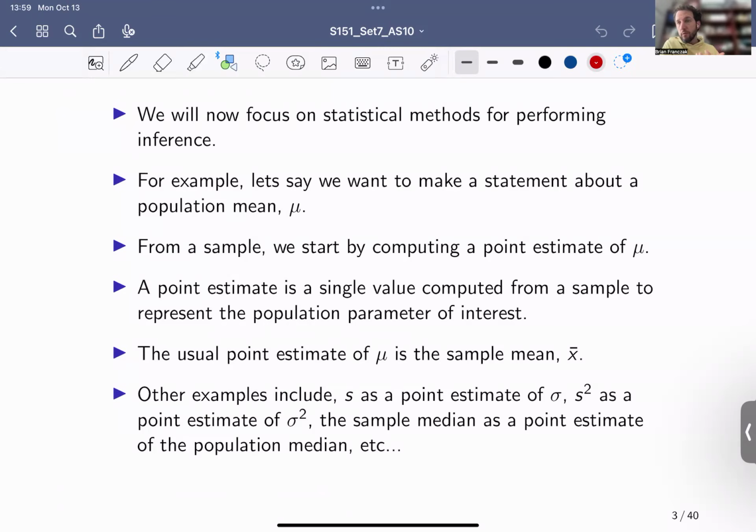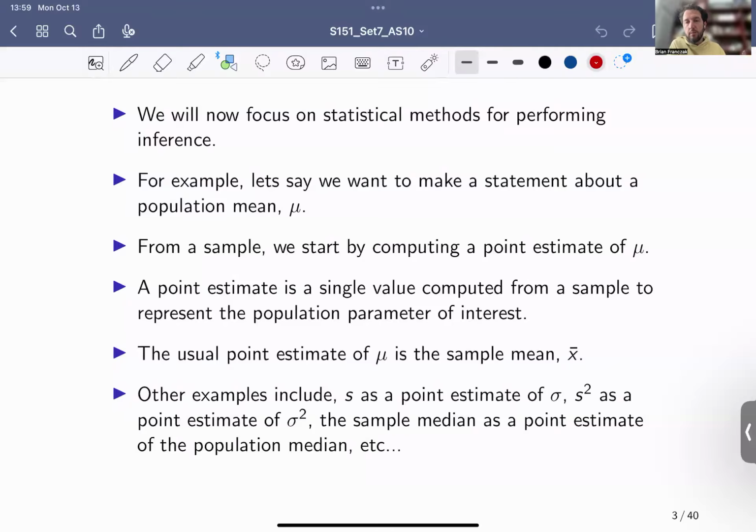Now, the first thing that we would do when we want to make a statement about the population mean is compute what is called a point estimate of the population mean. The logical choice for the point estimate of the population mean is the sample mean. So most often, we will use X bar, the sample mean, to make a statement about mu, the population mean. In general, we can say that the sample value that is analogous to the population parameter is the typical point estimate.